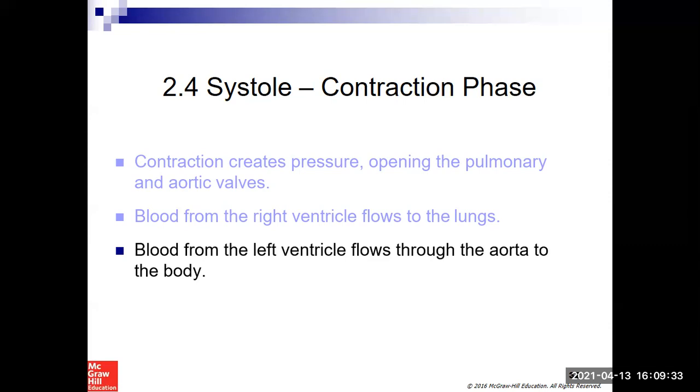Systole. S over D. Contraction is creating pressure, opening up the pulmonary and aortic valves. The blood from the right ventricle flows to the lungs, and then your blood from the left ventricle flows through the aorta to the body.